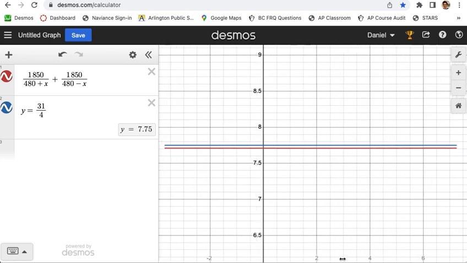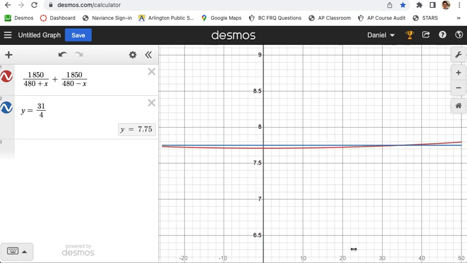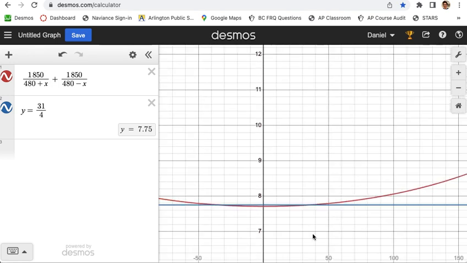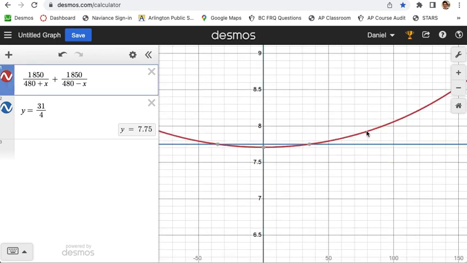But if I move on down, I can see it's slowly catching up, and right there I can see the intersection is at 35.195 miles per hour. So that would be the wind speed at which the total amount of time reaches 7.75 hours. Any faster than that, any stronger wind speed, and it'll actually start taking a lot longer for the flight to make it.